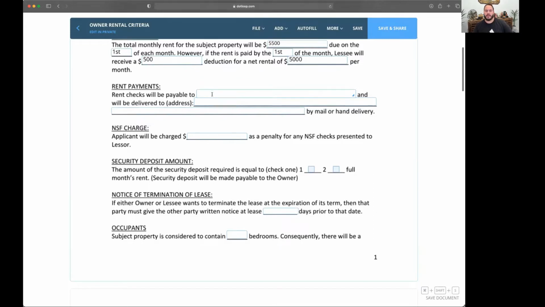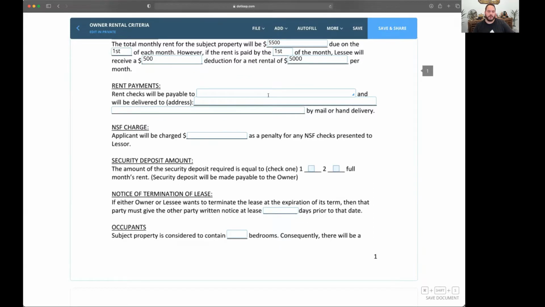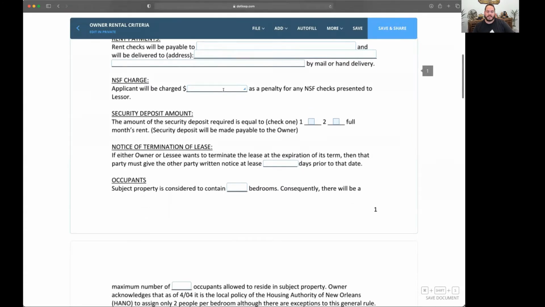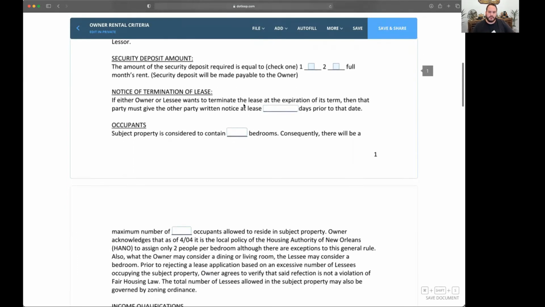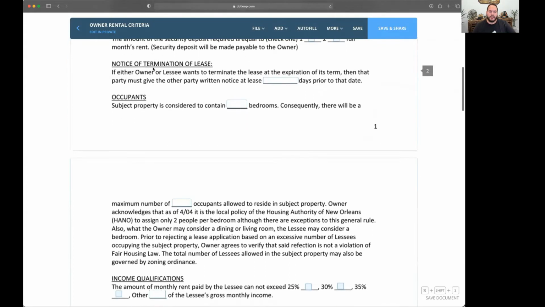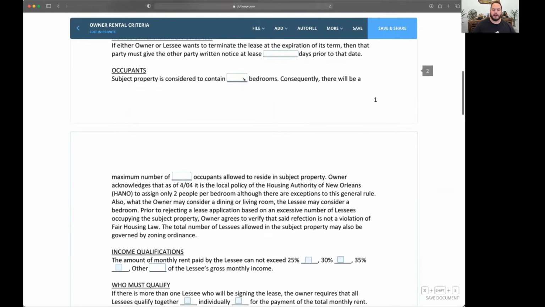Rent checks will be made payable to the property owner's name. This is their address where they're going to want their check mailed or hand delivered. NSF charge: some people charge a $35 fee because if they get sent an NSF check, they will be charged a $35 fee, so they'll pass that on to the tenant. Security deposit is equal to one or two full months' rent. And then the termination, you need to give them a certain amount of days.